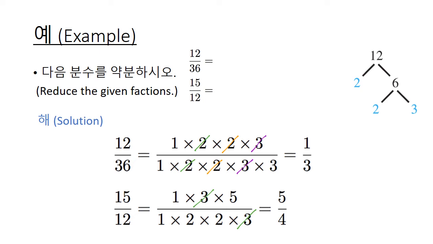So 15 over 12. The factors of 15 are 1, 3, and 5, and the factors of 12 are 1 times 2 times 2 times 3. Now the only common factor between the numerator and denominator this time is 3, so we can cross that out. But other than that, we just have to leave everything as it is. So our final answer is 5 over 4. 5 over 4 is the simplest form of the fraction 15 over 12.